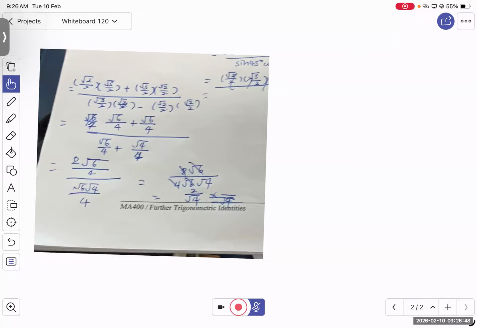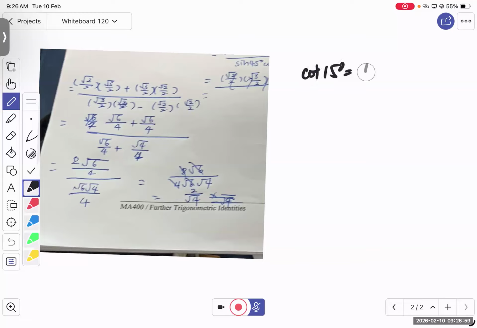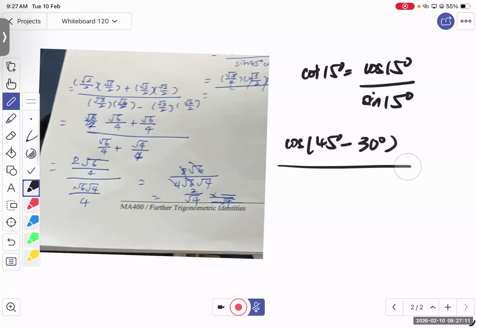Sine 15 over cosine 15. For tangent 15, you see this as cosine 15 over sine 15. So you saw this as cosine 45 minus 30, and sine 45 minus 30.